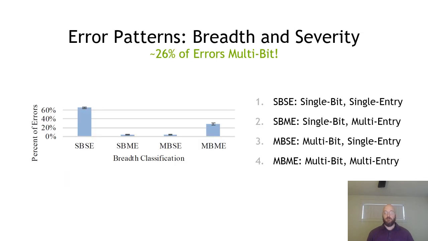The first finding of our HBM2 error pattern characterization is a relatively high error breadth and severity. In this talk, I use the term breadth to describe the number of memory entries affected by a single event, and severity to describe the maximum number of erroneous bits across all affected memory entries. This slide shows the soft error patterns we observe, broken into four classes. SBSE, or single bit, single entry errors, affect only a single isolated bit. This is the most common single error pattern and is easy to correct using ECC.